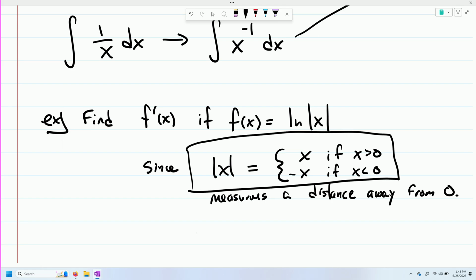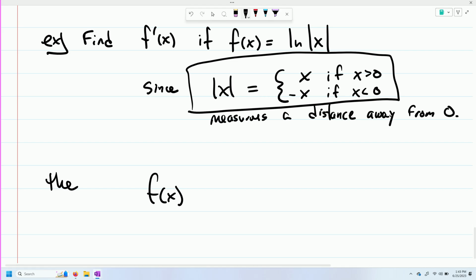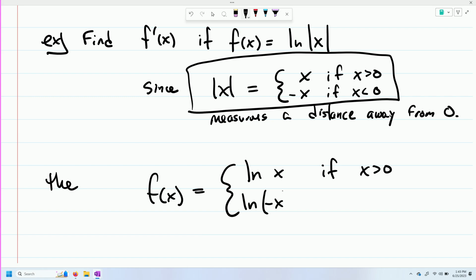So if this is the case, then f of x, which is defined as the natural log of the absolute value of x, is going to equal the natural log of x if x is greater than 0, and the natural log of negative x if x is less than 0. Because if x is less than 0, say negative 2, you're going to have a negative 2, which is really positive 2.